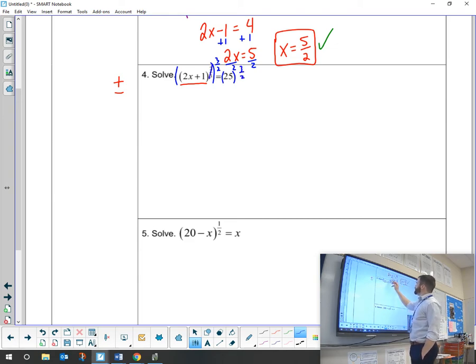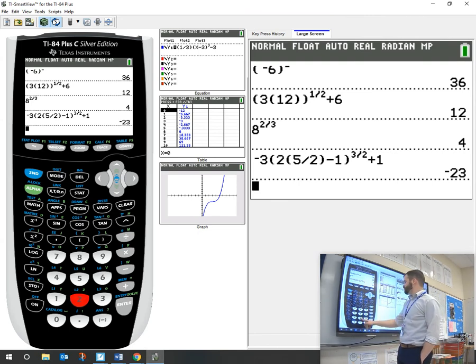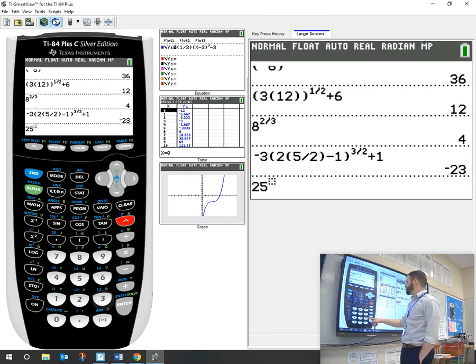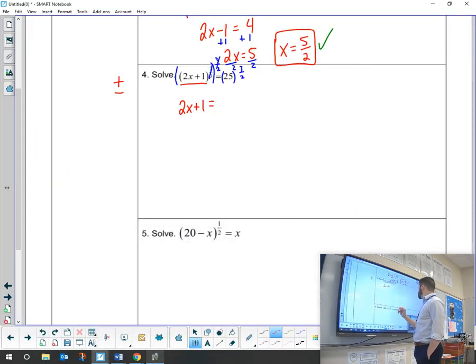So these cancel out, and that's awesome. So we're just going to have 2x plus 1 on this side, and then we're going to plug in that 25 to the 3/2 into my calculator. So I'm going to pull that up, and I'm going to go 25 to the 3 divided by 2, hit enter, and that is 125. So 2x plus 1 equals 125, and now we're just going to solve.